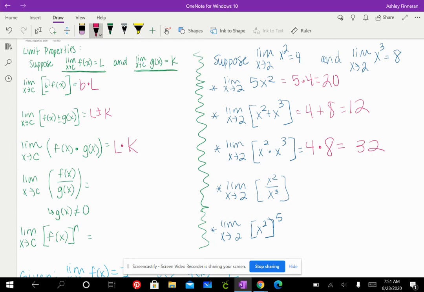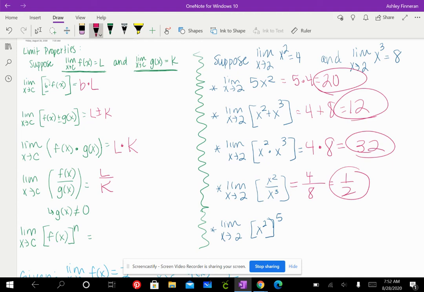The next property is the limit as x approaches c of f of x divided by g of x. Well, as long as the bottom function isn't 0, you can just divide the limits. And of course, we can't let the bottom function be 0 because we're not allowed to divide by 0. So this property wouldn't hold true if the bottom was 0. And similarly, if I want the limit as x approaches 2 of x squared divided by x cubed, I'm going to take the limit as x approaches 2 of x squared, and then put that over the limit as x approaches 2 of x cubed, which would be 4 over 8. Of course, we would reduce to 1/2.